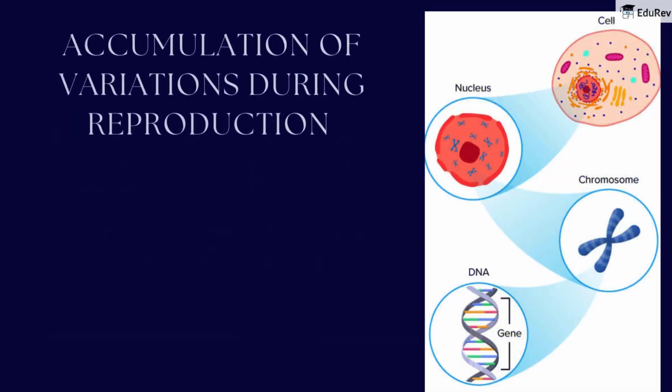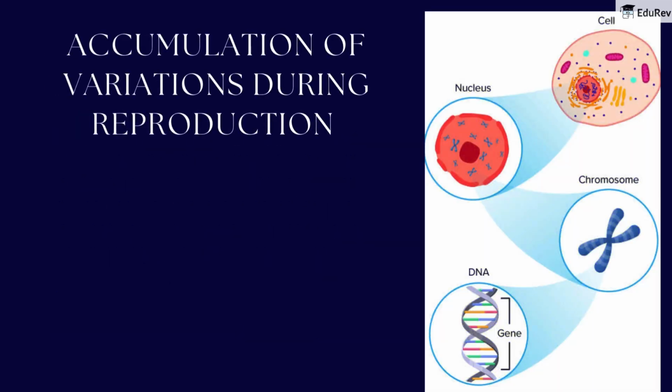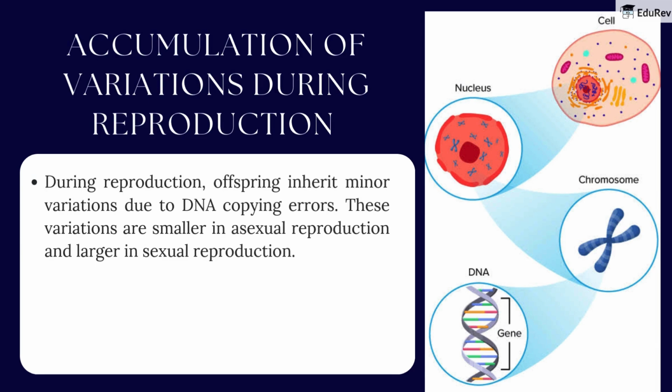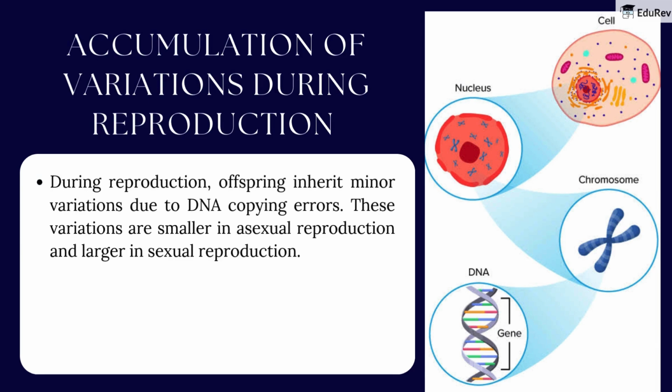Moving on, let's talk about the accumulation of variations during reproduction. In reproduction, offspring inherit minor variations due to DNA copying errors. These variations are smaller in asexual reproduction and larger in sexual reproduction.